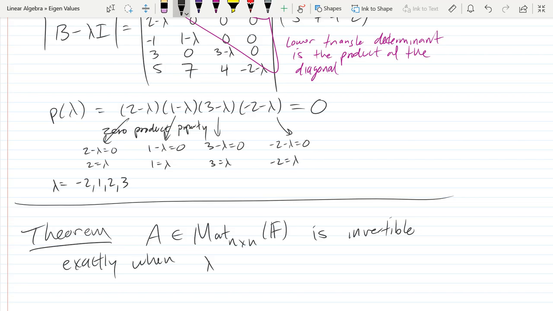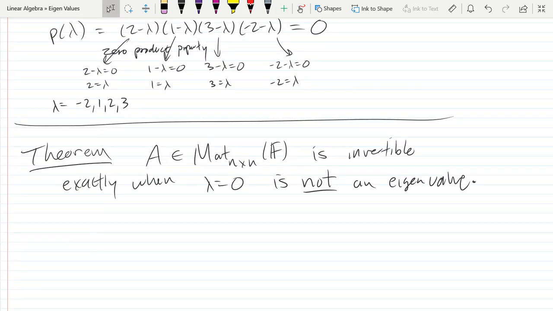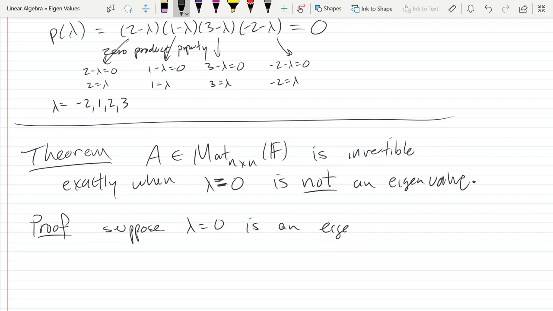So a matrix is invertible exactly when lambda equals 0 is not an eigenvalue. All right, so how would we go about showing this?